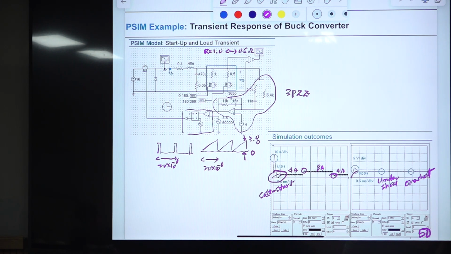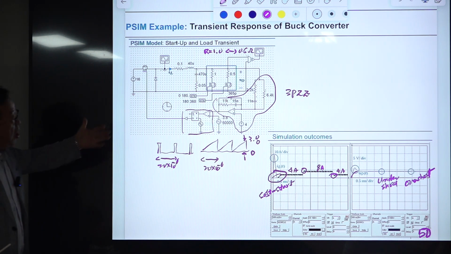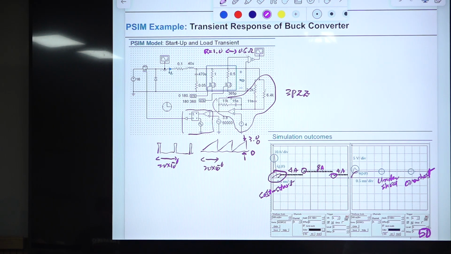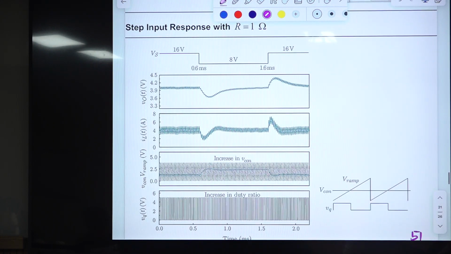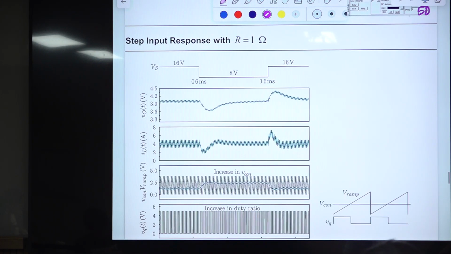Okay. This is the overall transient behavior: startup response with the soft start and without soft start, and the step load change response. All right. So this is the detailed version of that. In here, R is fixed at this value, but the input voltage is stepped down from 16 to 8 at this moment, and it goes back to 16 at this moment.